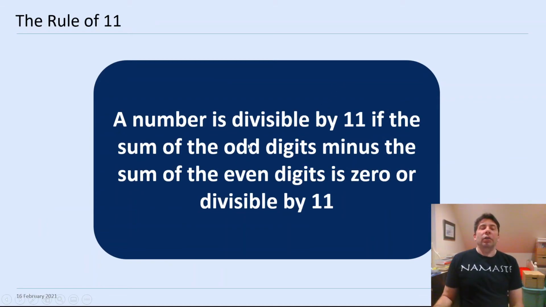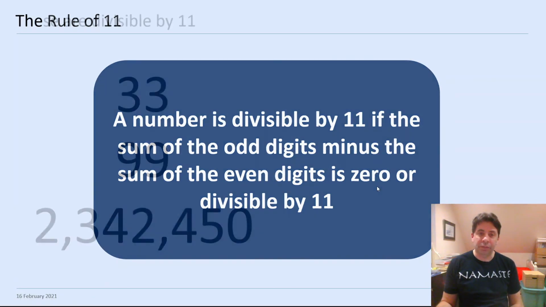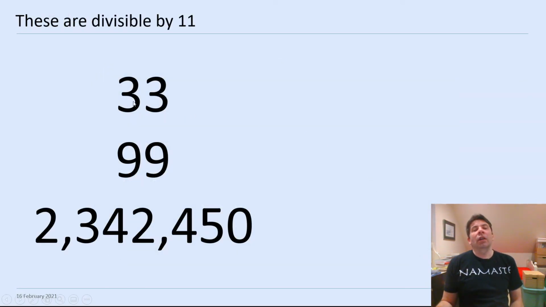This is the last one, the rule of 11. I mean, you can do the rule of 12. The rule of 12 is got to be divisible by 3 and 4, actually, so we've already got rules for that. But this is the last one we're going to do today. A number is divisible by 11 if the sum of the odd digits minus the sum of the even digits is 0 or is itself divisible by 11. So, for instance, if we take the even digits from the odd digits, here we get 0, here we get 0. So these are divisible by 11, and we can see like 3 times 11 is 33, 9 times 11 is 99.